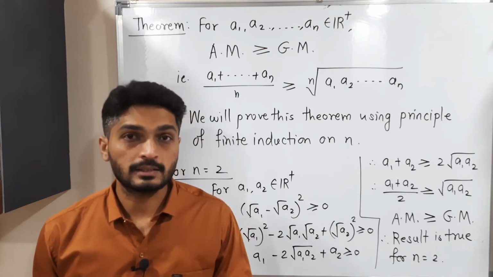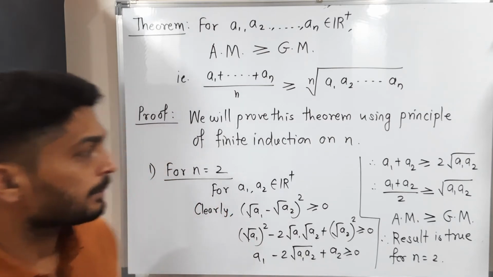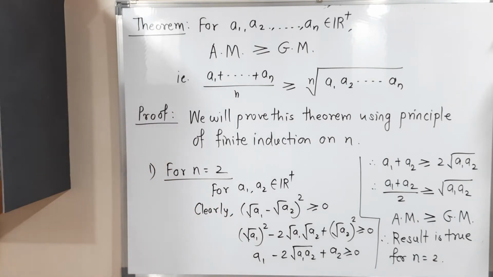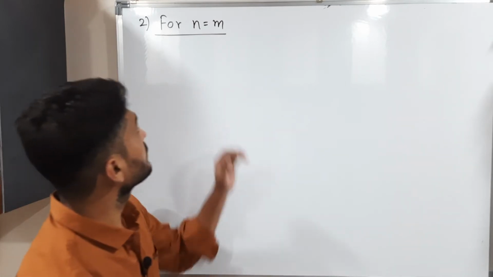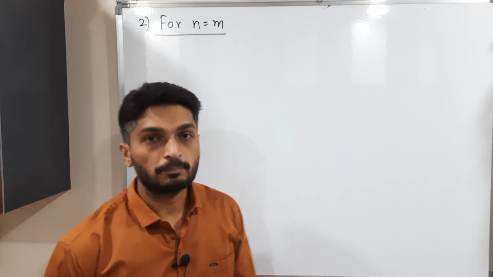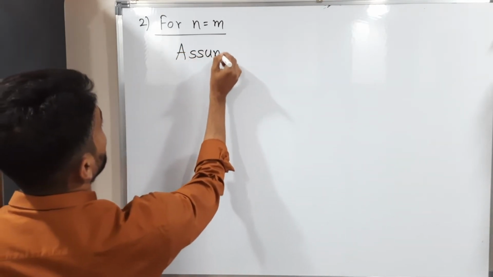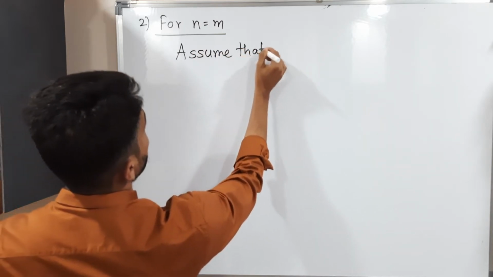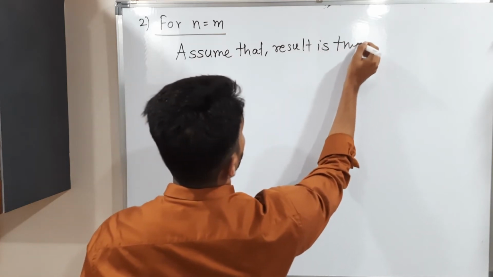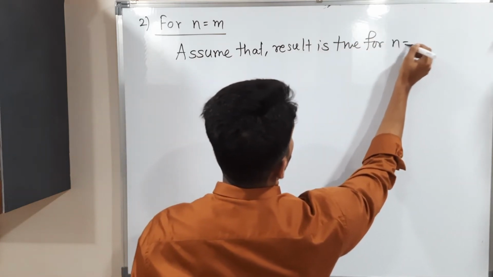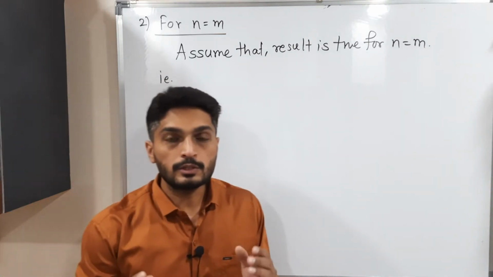So our second task is to assume, it's very easy, assume the result is true for n is equal to m. You can make a screenshot of it, then we will go further. So now, assume that the result is true for n is equal to m. That is, the result is true for n is equal to m.